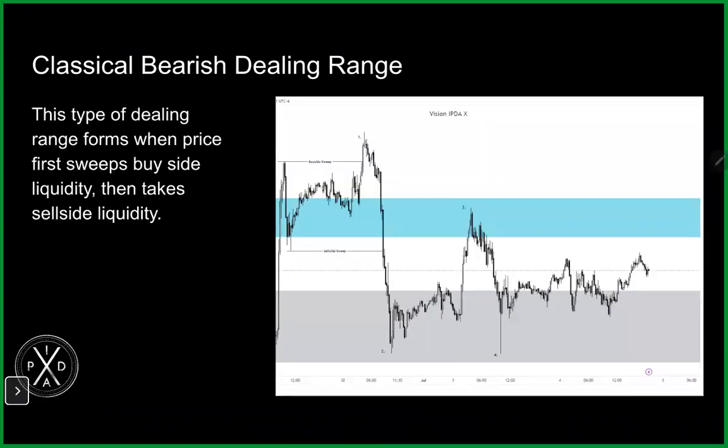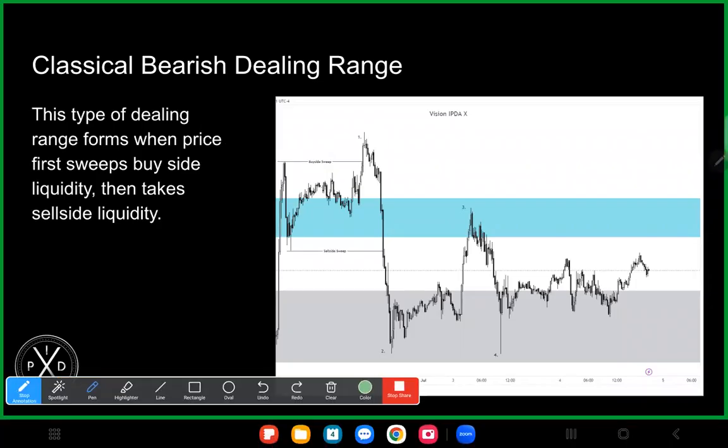All right, so this is a classical bearish dealing range, which is just the opposite. So this type of dealing range forms when price first sweeps buy side liquidity, then takes sell side liquidity. So as you guys can see here, we have buy side liquidity resting above that high, and then price takes it out. And then we have sell side liquidity resting below that low. So price takes out buy side liquidity, which gives us 1, takes out sell side liquidity, which gives us 2, and then it returns back to that range, which gives us 3, and then we expect 4 to take out 2, which it does here.